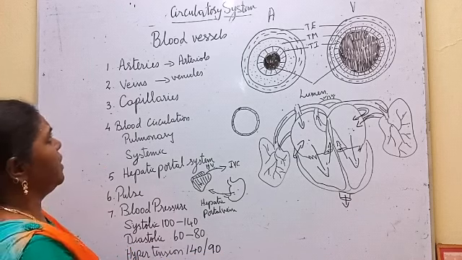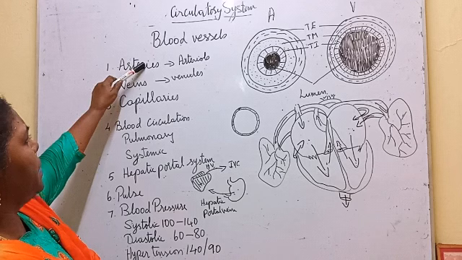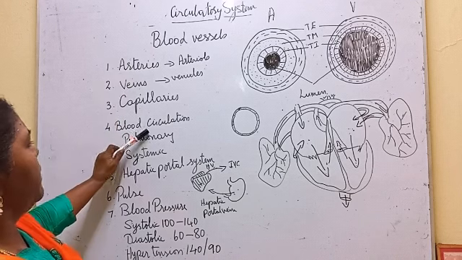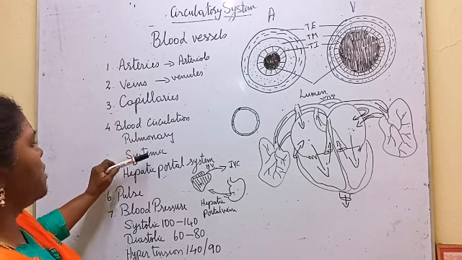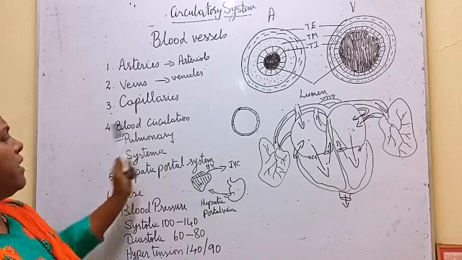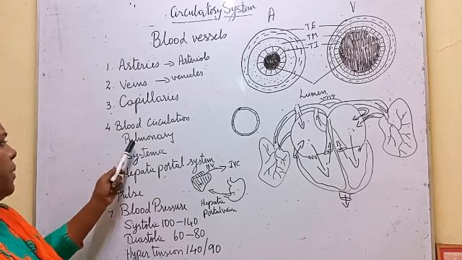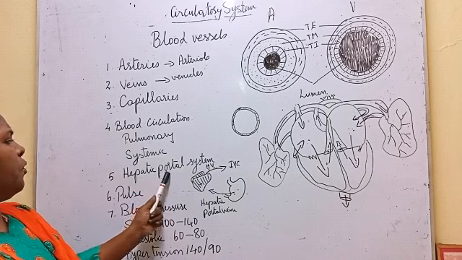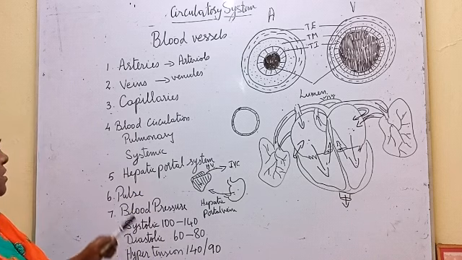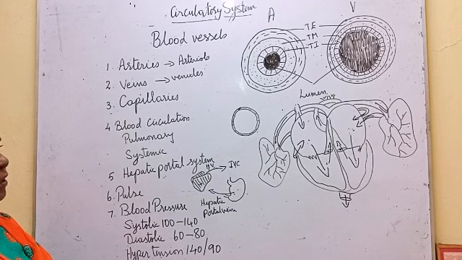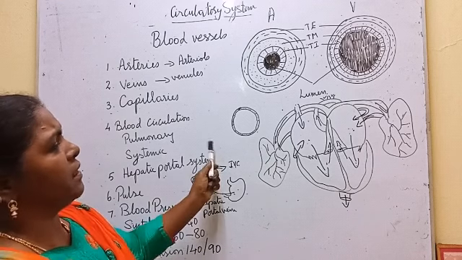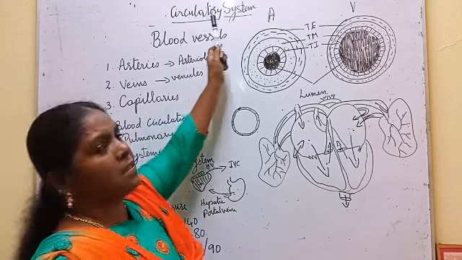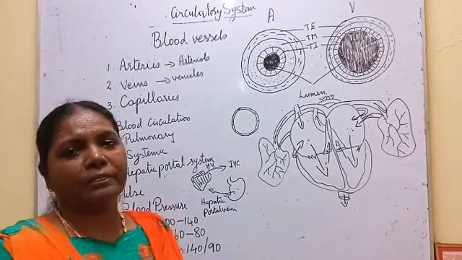Okay, so here we have seen what are the different types of blood vessels and what are the types of blood circulation. Blood circulation in our body is called double blood circulation, pulmonary and systemic. Special circulation, hepatic portal system, then pulse, blood pressure. Okay, all these things we have seen in this. With this, we are finishing the circulatory system.